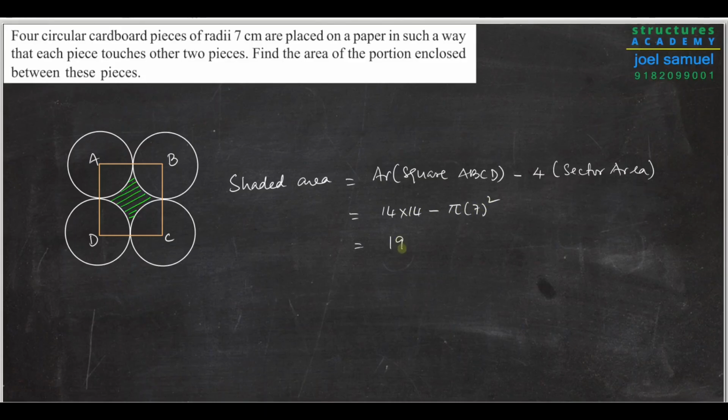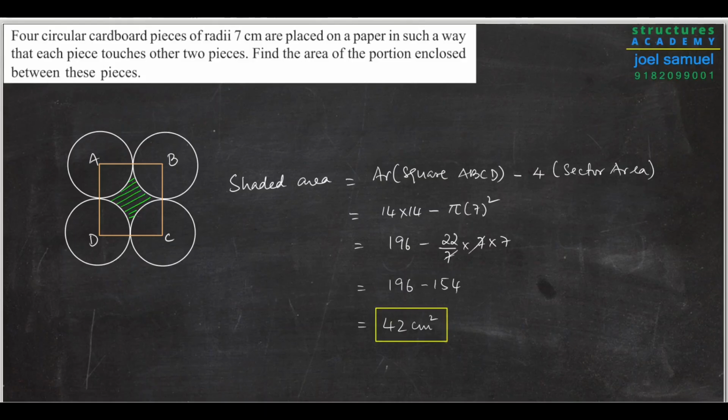So this is 196 minus 22 by 7 times 7 times 7. So one 7 gets cancelled, and this is 196. 22 times 7 is 154. So the central area comes out to be 42 square centimeters. And that is the final answer.